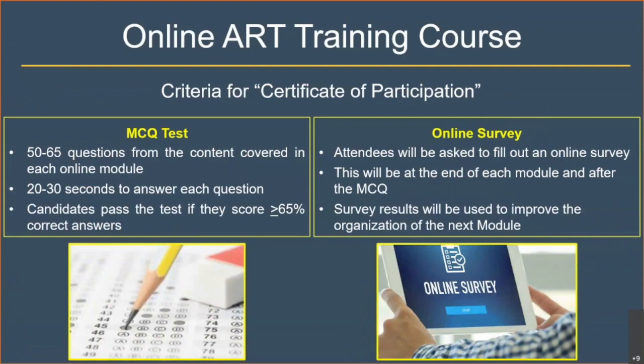The criteria for the certificate of participation is through multiple choice questions. We have anywhere between 50 to 65 questions from the content covered in each online module, and the candidates, applicants have 20 to 30 seconds to answer each question. Each person must pass the test by scoring 65% or greater correct answers.